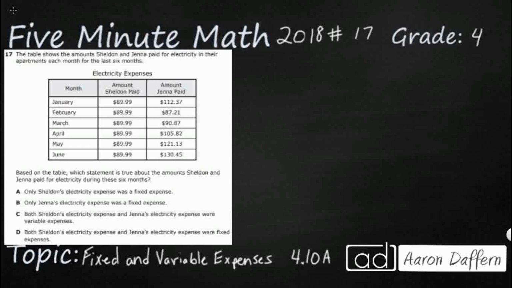Today we are looking at the 4th grade concept of personal financial literacy, fixed and variable expenses. This is standard 4.10a in the great state of Texas, and we are using item number 17 off the 2018 released STAAR test. If you have not done so already, please go ahead and take a moment to pause the video, work this problem out on your own, unpause it, and then we will look at our answers together.